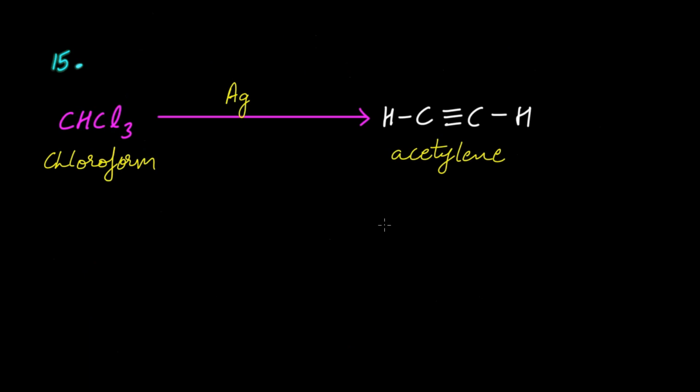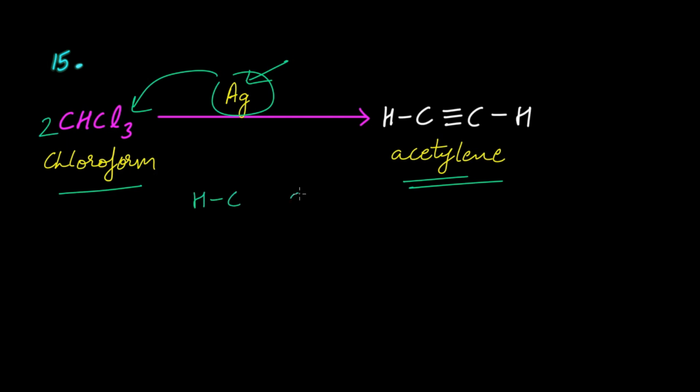This is the last reaction, when chloroform is treated with silver. Let's repeat it. When chloroform is treated with silver, you are going to get acetylene. Silver here will capture all the chlorine atoms. At least 2 chloroform molecules will be required, so you are left behind with these 2 carbon substrates, and these carbon atoms will combine with each other to give acetylene, right? So these are the reactions of chloroform.